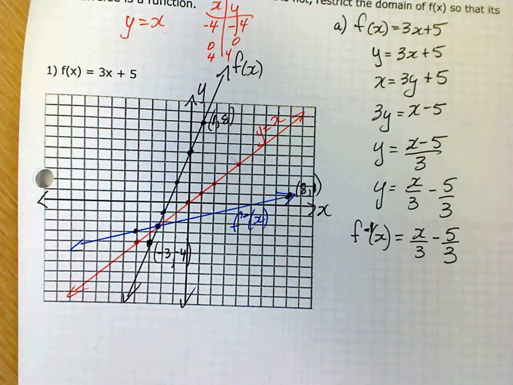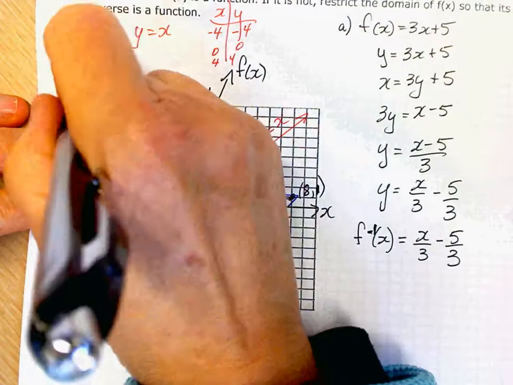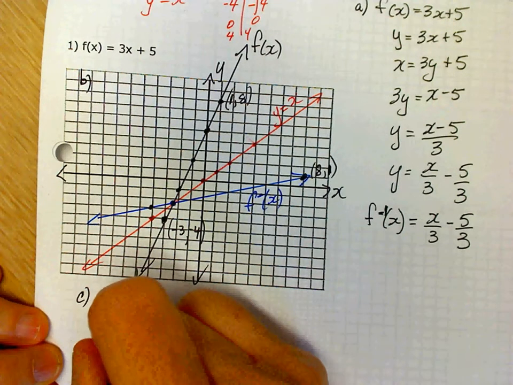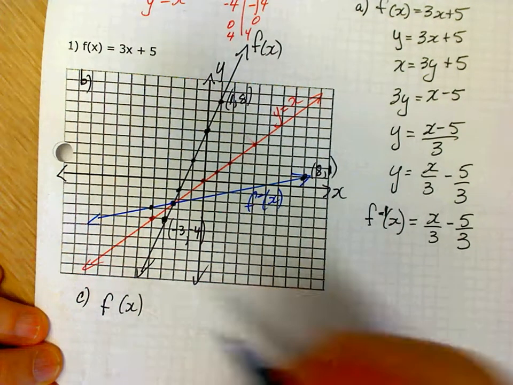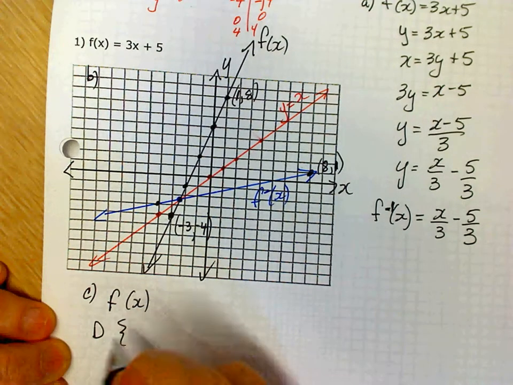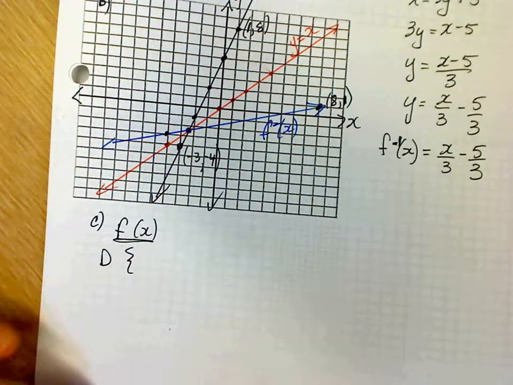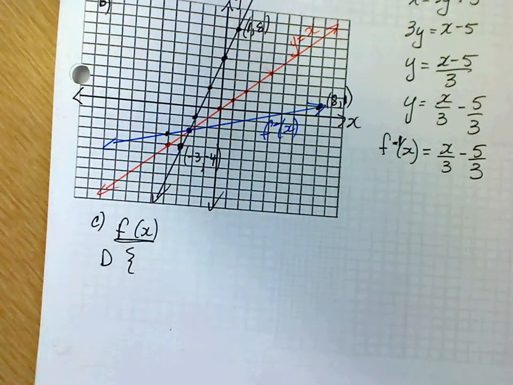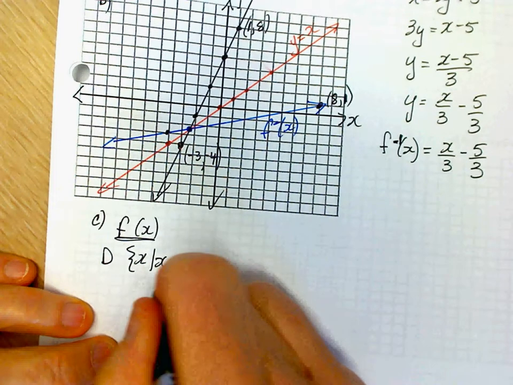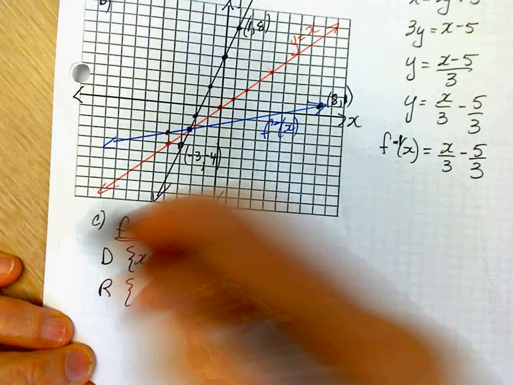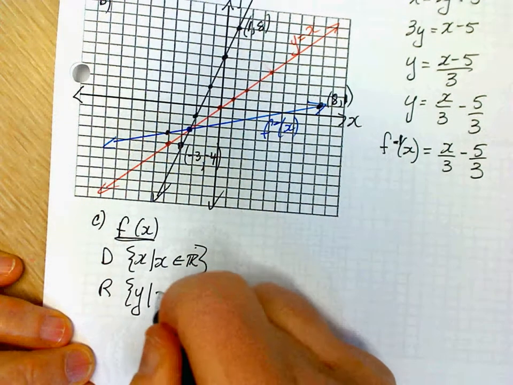So let's now do part C. I did part B. Part B was the graphs, right? There's our part B. Let's do part C. We'll do the domain of f of x, we'll do that here, domain. And then we'll do the domain of the inverse. The domain of a straight line is x can be anything, x such that x is an element of real numbers. And the range is, well, y can be anything, y such that y is an element of real numbers.